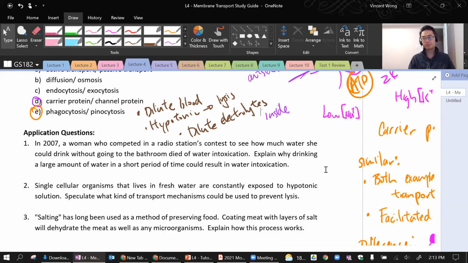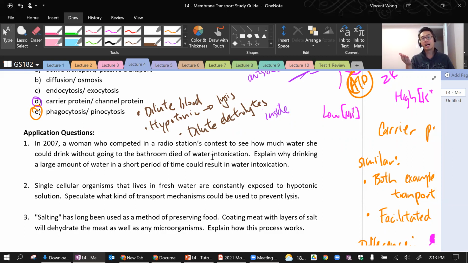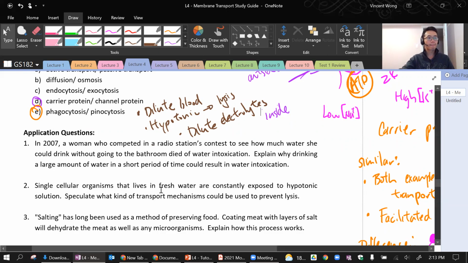Now, if a person is suffering from water intoxication, but not dead yet, one of the ways to bring them back is to give them a hypertonic IV solution, right? So you try to rebalance. You want to rebalance their blood concentration.